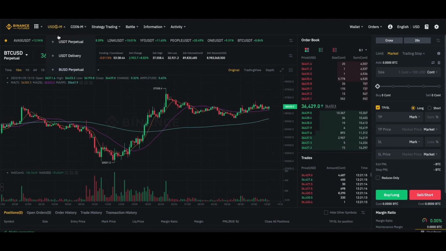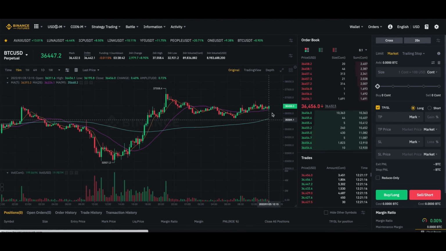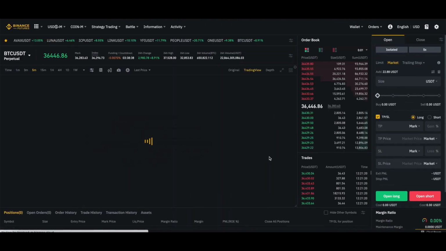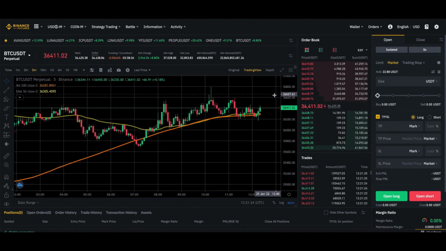Whereas if you're using USDT, we know that USDT is a stablecoin tethered to the price of the dollar, so that's one less risk to take, because you know that the price is going to stay at $1.